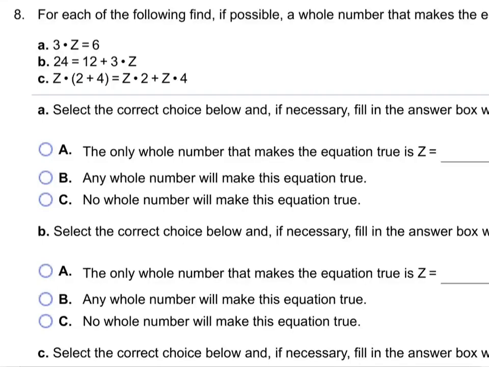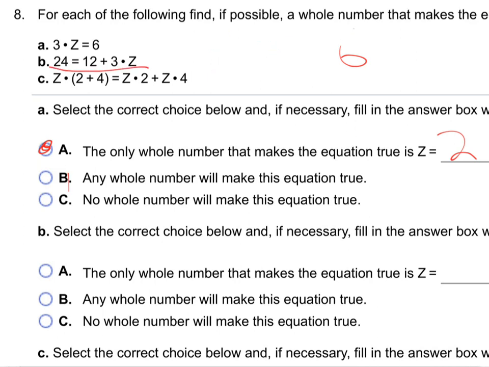All right, on number 8, part A: 3 times z is 6. What does z have to be to make that true? Yeah, it's got to be 2. You can just tell by observation. The only number that makes that true is 2. How about on B? 24 equals 12 plus 3 times what?